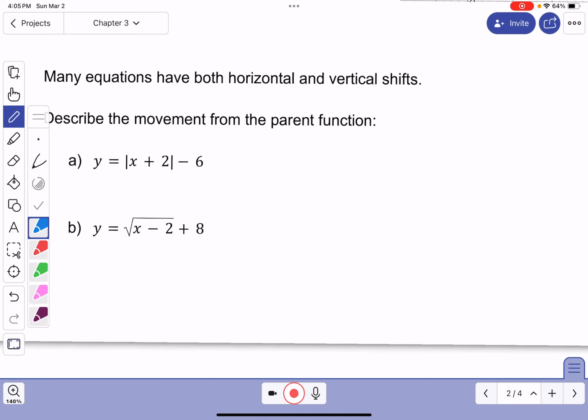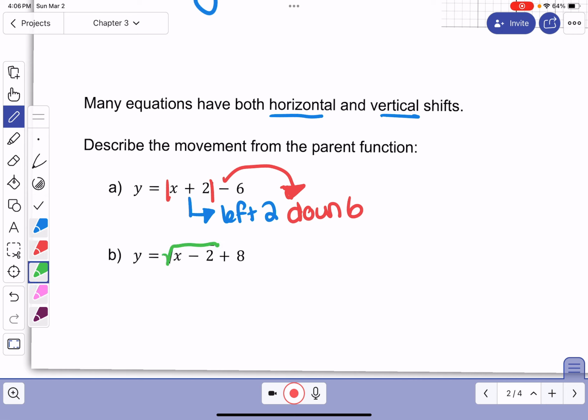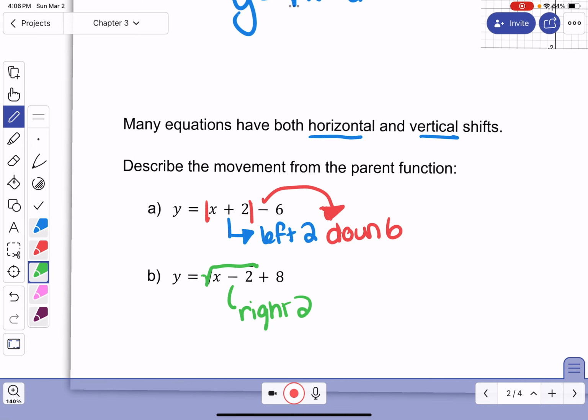Now, lots of equations have both the horizontal and the vertical. So each number is going to give its own movement. This plus 2 is going to tell us that we go left 2. And this minus 6 is going to tell us that we go down 6. So that absolute value graph would have slid left 2 and down 6. For b, we have our radical, our square root. So we're going to go right 2, and then the plus 8 tells us up 8. So you can just describe both of those that way.